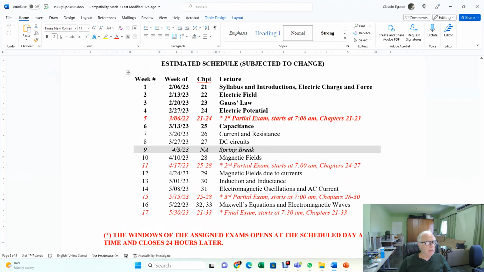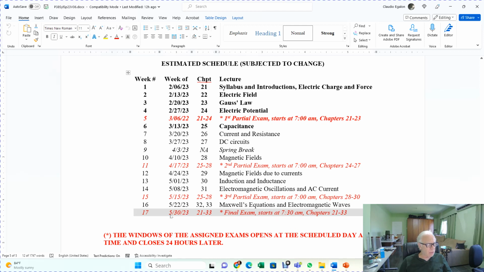And note also, here you go. The third exam is the 15th of May, ends at 7 a.m. of the following day. And note that the final exam starts on the 30th of May. It's not at 7 a.m. It's at 7:30 a.m. Okay, so you have your 24-hour windows a little bit later.